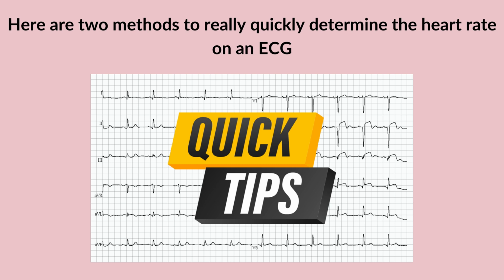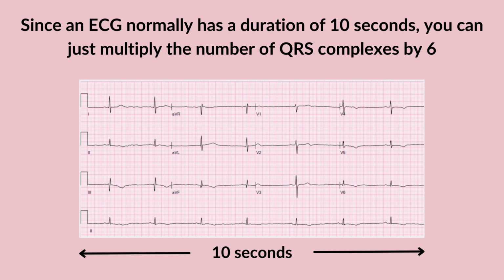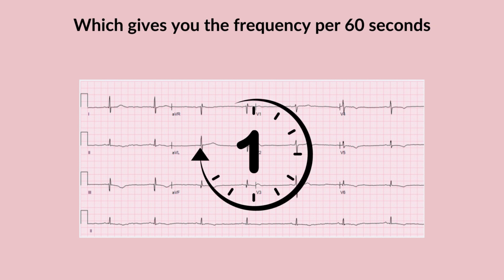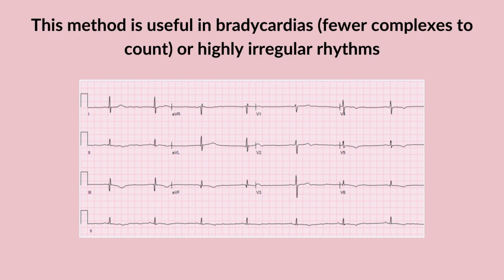Here are two methods to really quickly determine the heart rate on an ECG. The first method is just to count the QRS complexes in the entire ECG. Since an ECG normally has a duration of 10 seconds, you can just multiply the number of QRS complexes by 6, which gives you the frequency per 60 seconds, which in this case would be 7 times 6 is 42. This method is useful in bradycardias, where there are fewer complexes to count, or in highly irregular rhythms.